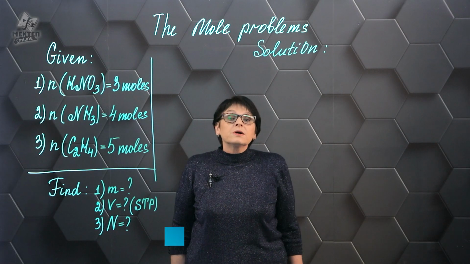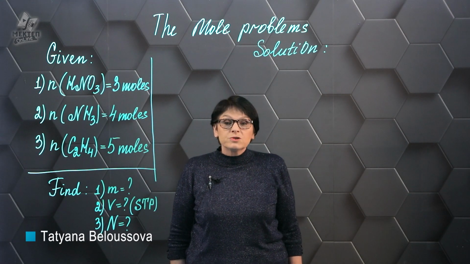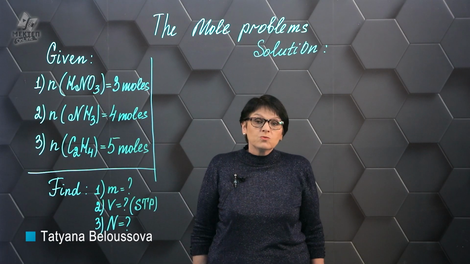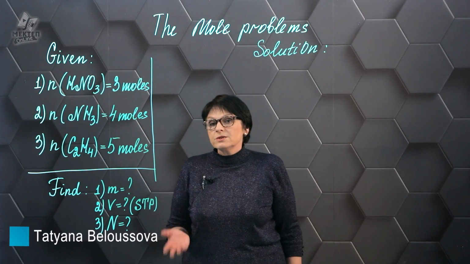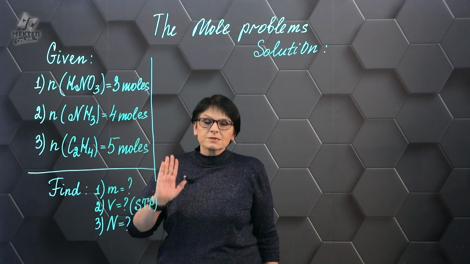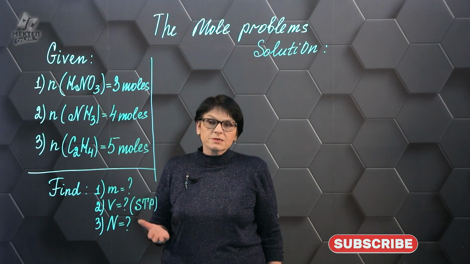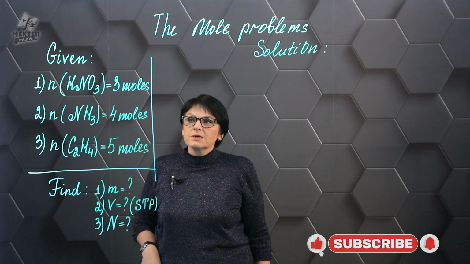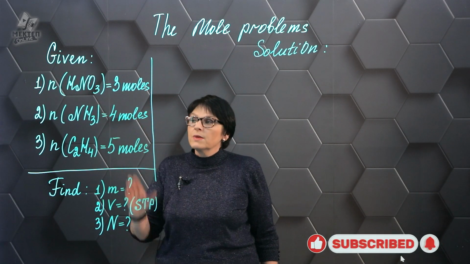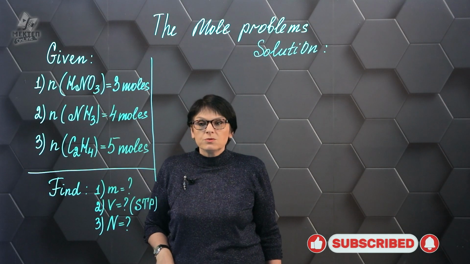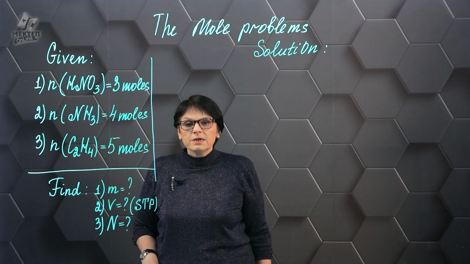Hello, today, continuing to solve problems in chemistry using the concept of mole, I propose we solve the following problem. It also consists of 3 parts. Given the amount of substance of different substances: nitric acid, 3 moles; ammonia, 4 moles; and methane CH4, 5 moles.